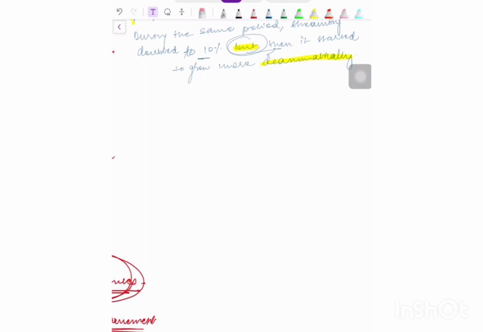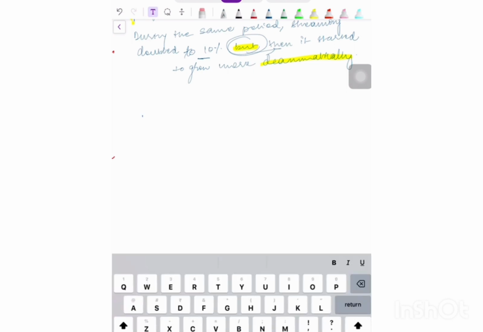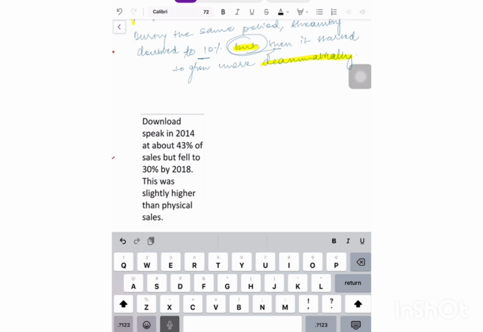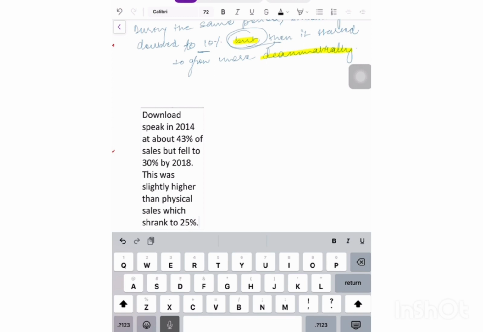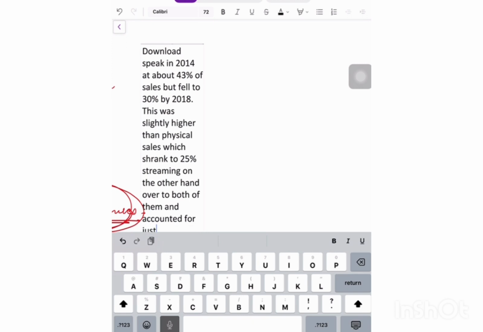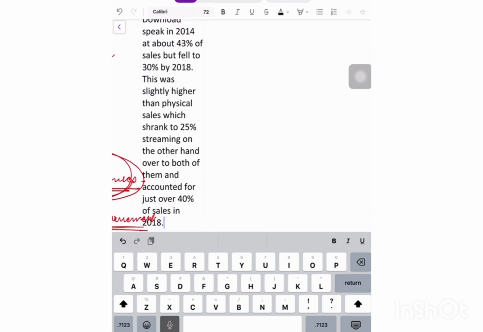Now the next body paragraph, as per the data, I'll directly type it. So this is body paragraph 2. Downloads peaked in 2014. As per the graph, we can see here that the downloads peaked in 2014, at about 43%. So we are also giving the data.